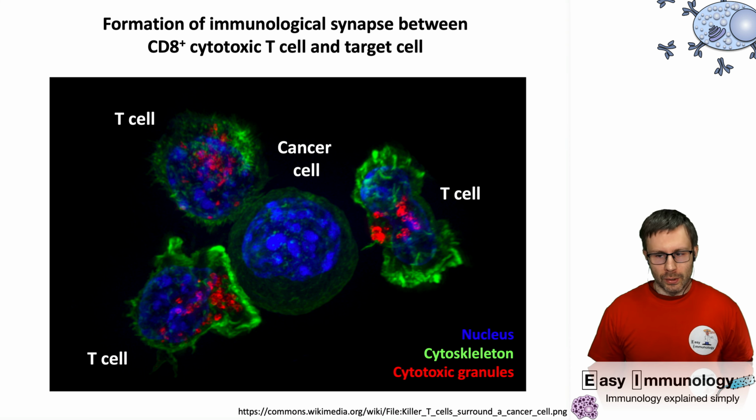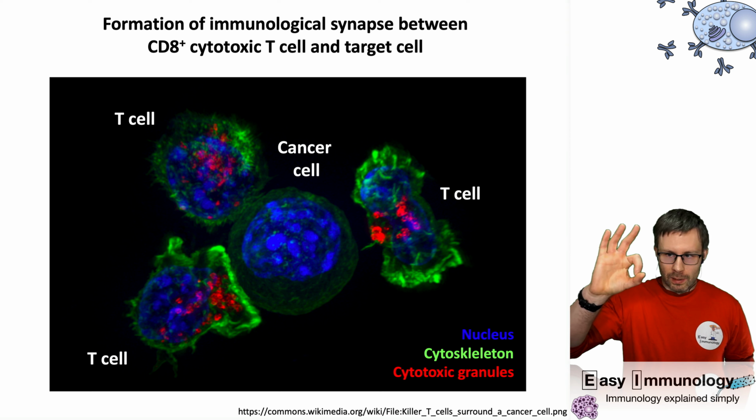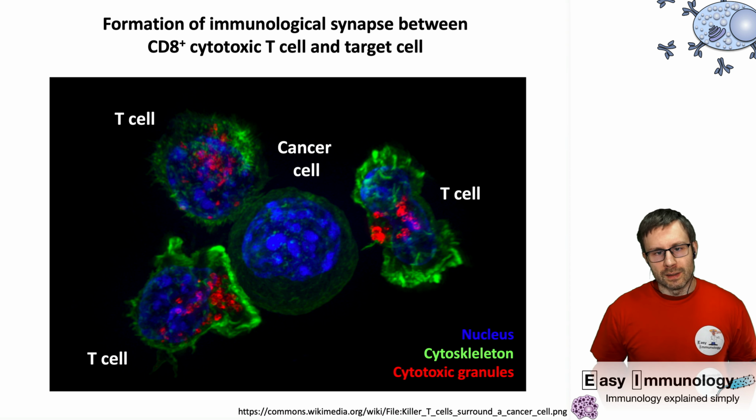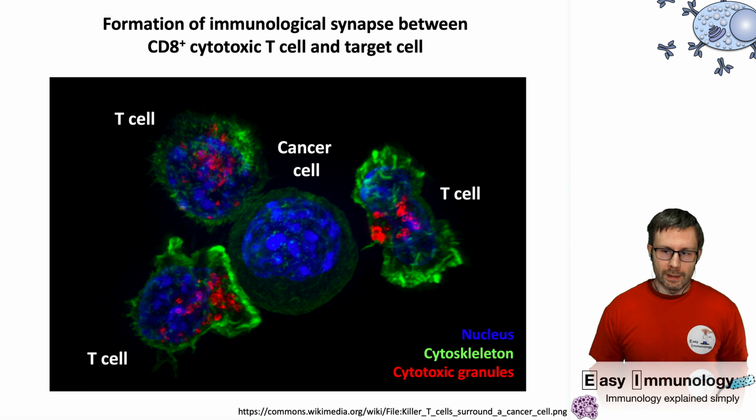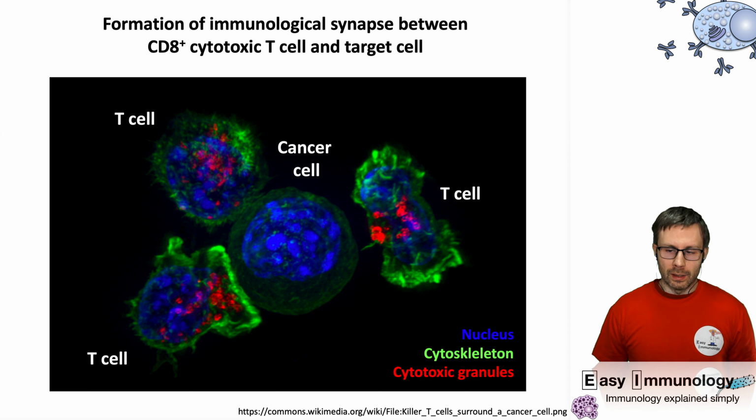And in red, cytotoxic granules were stained. So these are small vesicles, small bags filled with toxic molecules. And you can see that there are no toxic molecules in the cancer cell, but they are in the T cell. And the T cells surround the cancer cell and they concentrate these toxic granules at the contact area to the target cell, to the cancer cell. And then they release the content of these cytotoxic granules, and this will lead to the death of the cell.